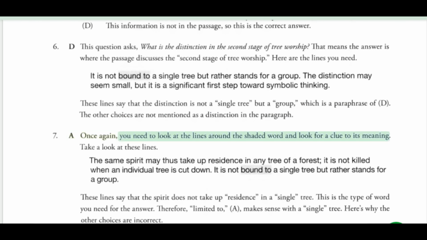7. Once again, you need to look at the lines around the shaded word and look for a clue to its meaning.